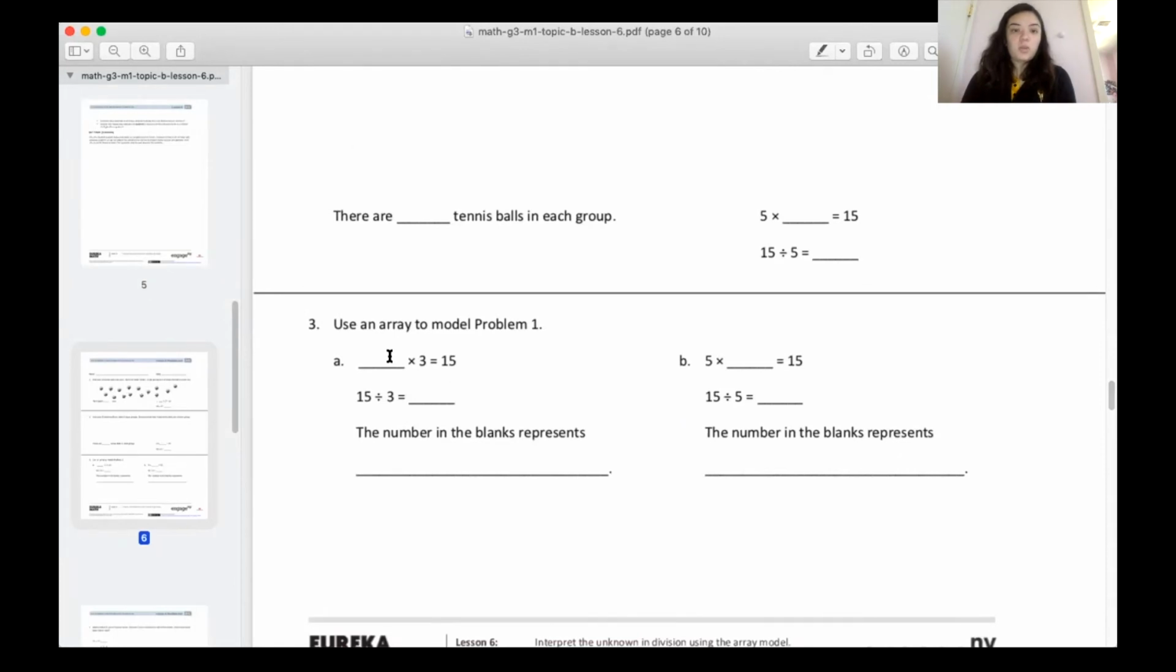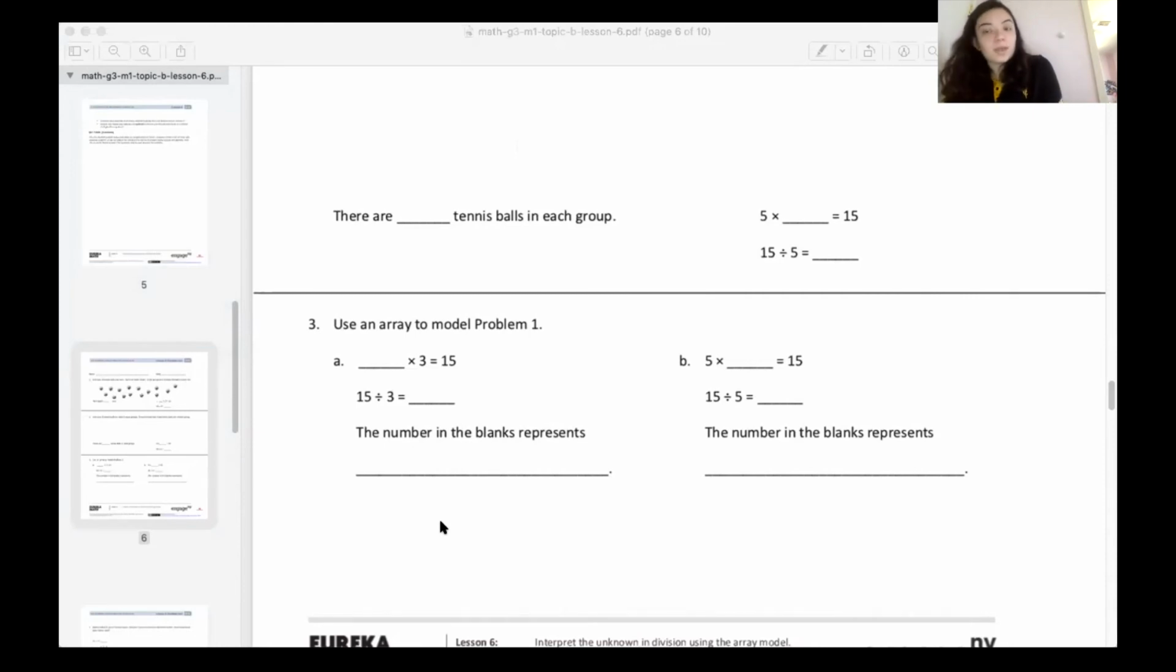Use an array to model problem 1. So that's the same problem we've been doing. We're going to take it and draw an array. So remember, we had 5 cans, so we're going to have 5 rows, and there were 3 in each. So 1, 2, 3, 1, 2, 3, 1, 2, 3, 1, 2, 3, and 1, 2, 3. So this is what our array is going to look like.